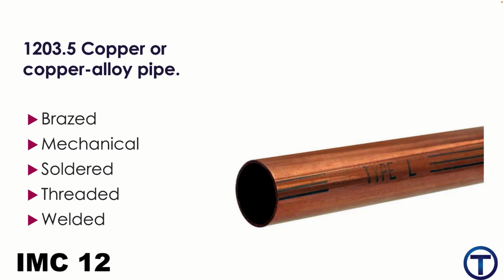Let's go on to 1203.5, which is copper or copper alloy pipe. This is different than the normal pipe that we'd install that's copper, the copper tubing. It's easy to get. Here's what you can do with this. You can braze it, you can use mechanical joints, you can solder it, you can use threaded joints, and you can weld it. Yes, threaded copper, rare as that may seem, you can imagine it's going to have a thicker wall than your normal copper tubing.